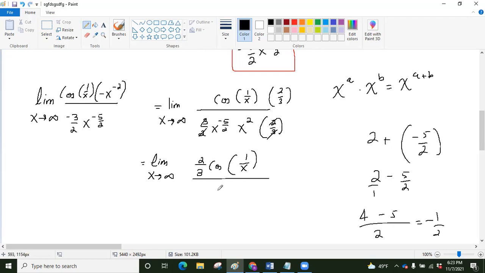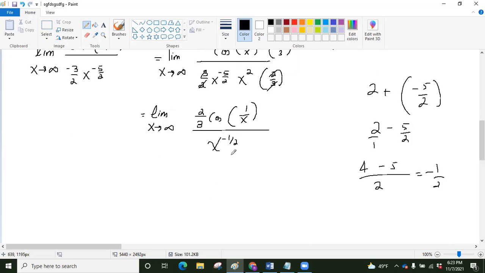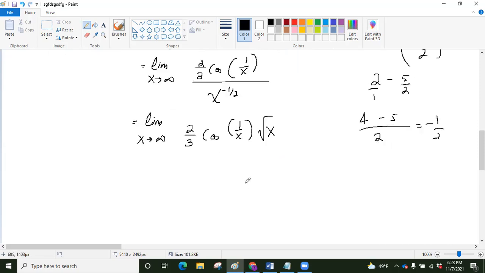So in the bottom, it's x to the negative 1/2, which, if you brought this to the top, you would have the limit as x approaches infinity of 2 over 3 cosine of 1 over x times x to the 1/2, which we know this part here would just become the square root of x. And so you can then think about whether or not substituting infinity will give you an indeterminate form.